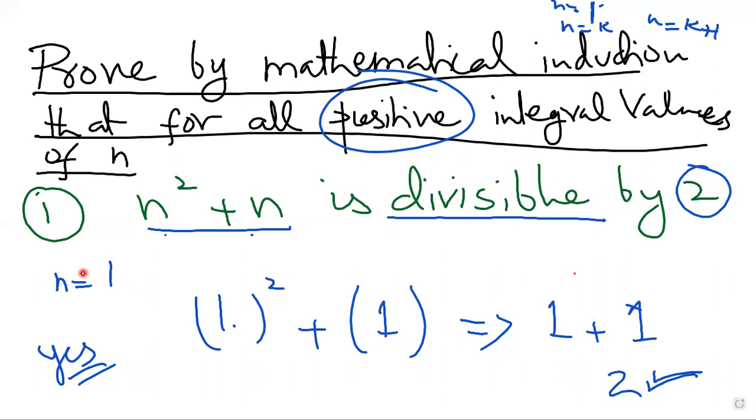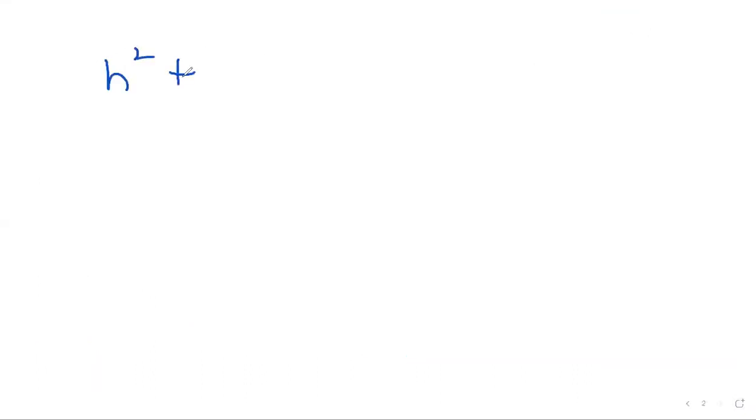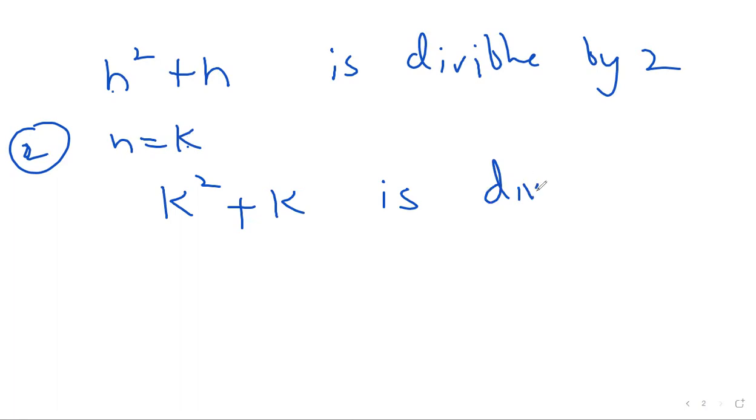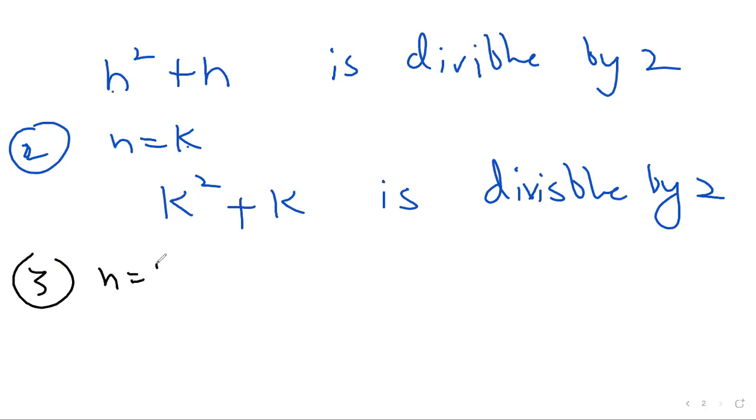Now count for n is equal to k. The statement is n squared plus n is divisible by 2. Second step, we will suppose for n is equal to k. We will suppose n will be replaced by k, so k squared plus k is divisible by 2. Now we need to prove the third one. We need to prove for n is equal to k plus 1.